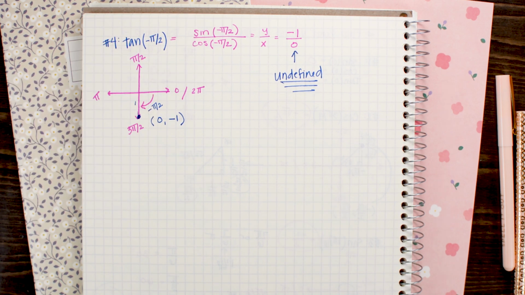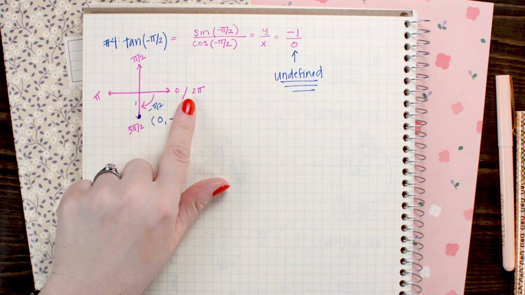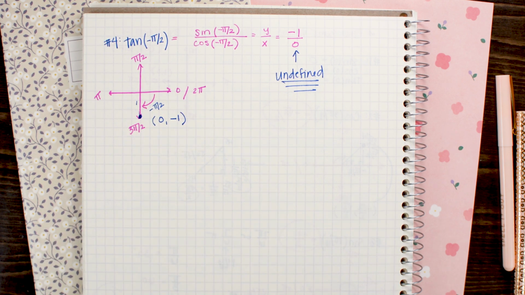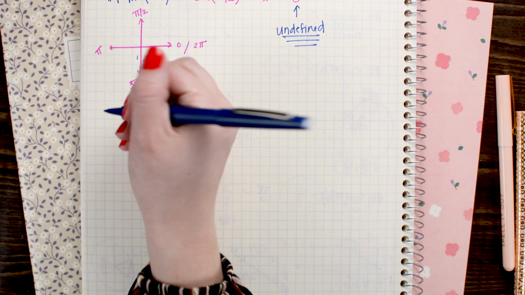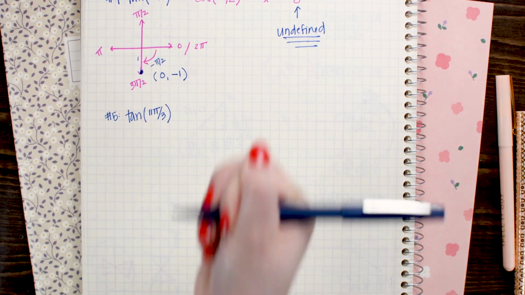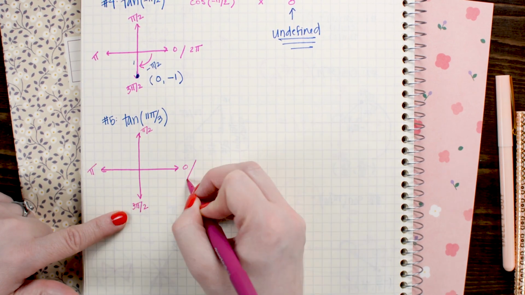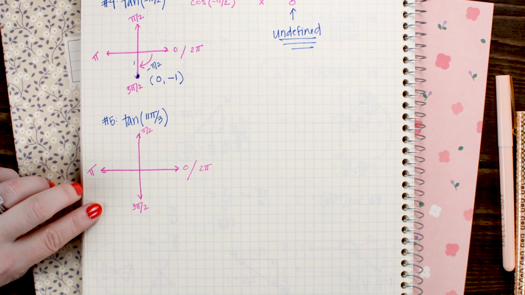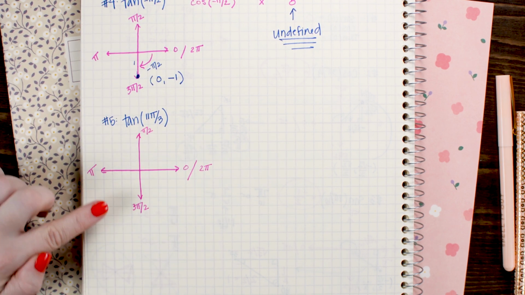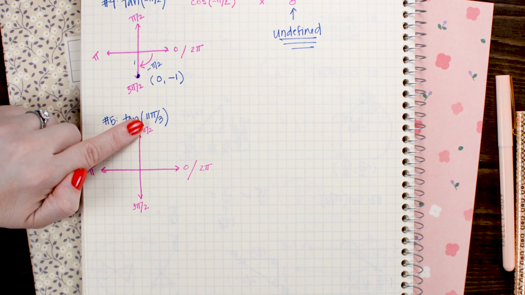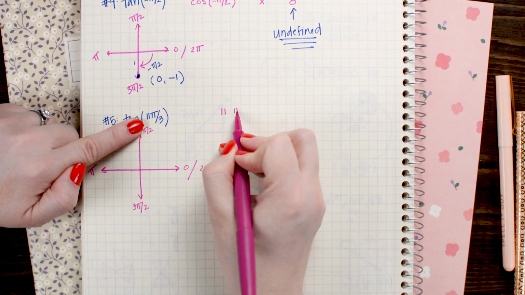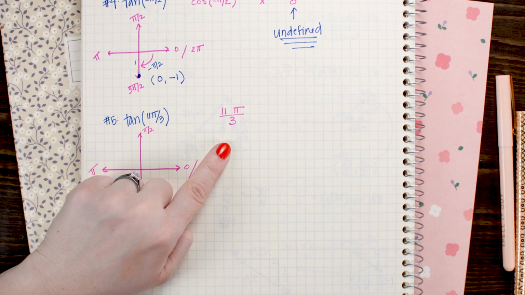All right, so the last type of problem I want to look at today is evaluating a trig function when the angle is greater than 2 pi. So we are going to evaluate the tangent of 11 pi over 3. So the first thing we need to find on our axes here is we need to locate 11 pi over 3. So let's take a look at 11 pi over 3.